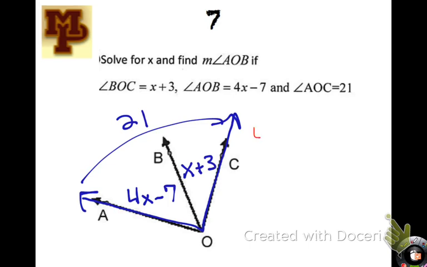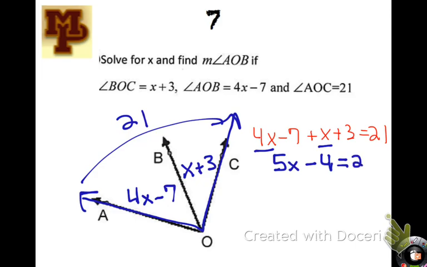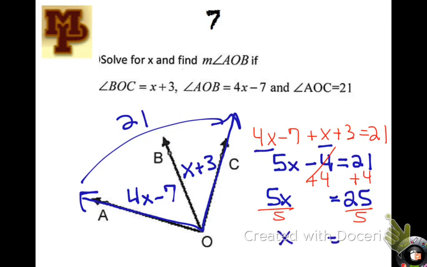So we're going to say 4x minus 7 plus x plus 3 has to equal 21, and then we're going to solve for x. We add our x's together, that's 5x. We add our numbers, so that's negative 4. And then we add that 4 over. So we have 5x is equal to 25, and then we divide by 5. So x is going to be equal to 5.